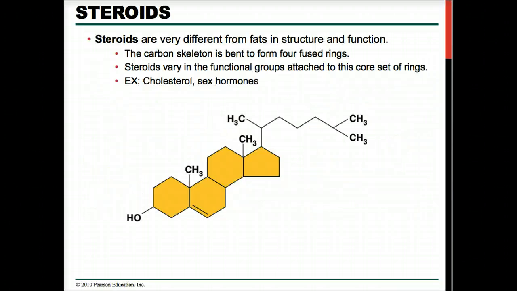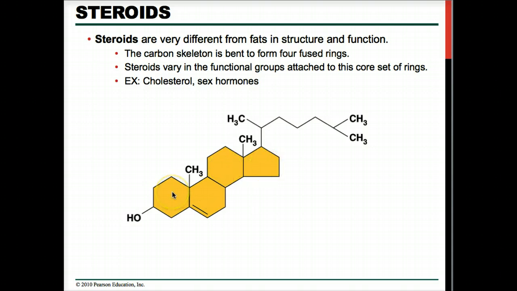We're going to move on to our second type of lipid now, which is called the steroid. Steroids are very different from fats in structure and function, but they're still classified as a lipid. Their defining characteristic is that they have this carbon skeleton with these 4 fused rings. So here they are, 1, 2, 3, 4.